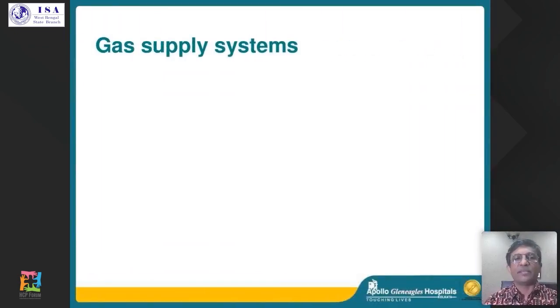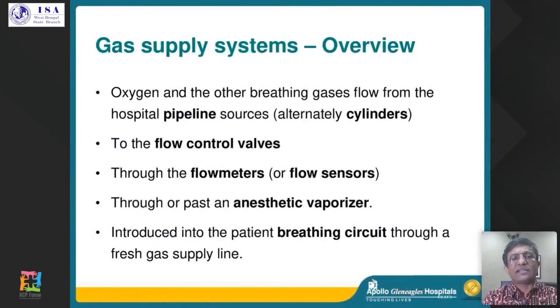Essentially the functional anatomy is nothing but the gas supply systems. If you look at the overview of the gas supply systems, as I told you, the heart of it is to deliver the gases blended together. So you have the gases which flow from the hospital pipeline or from the cylinder, adjusted according to the flow control valves, through the flow meters and the flow sensors. It can go through or past the vaporizers into the breathing circuit through the fresh gas flow into the patient.